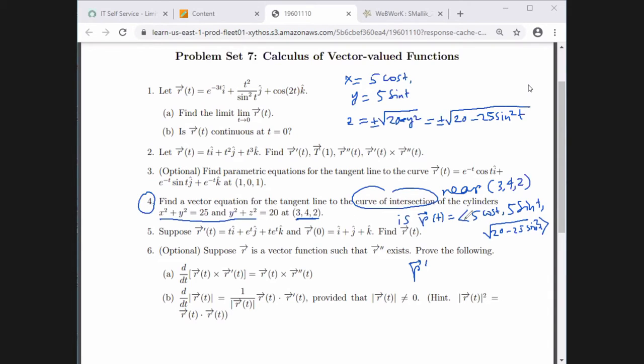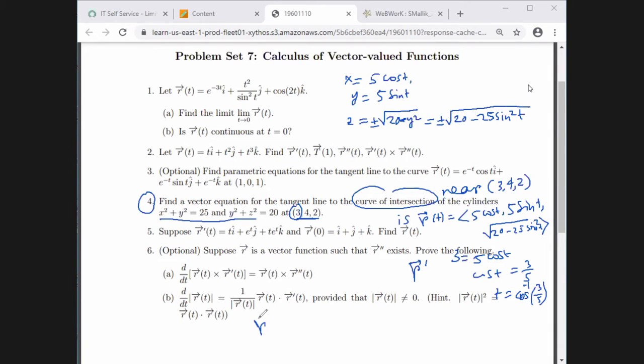So if you want to find t, 3 is going to be 5 cosine t, right? Then cosine t is going to be 3 over 5. So it's getting more complicated. t would be cosine inverse of 3 over 5. You still can do it, but it will be long. So I would probably give you an alternative parameterization. Alternative parameterization means you just write in terms of x.